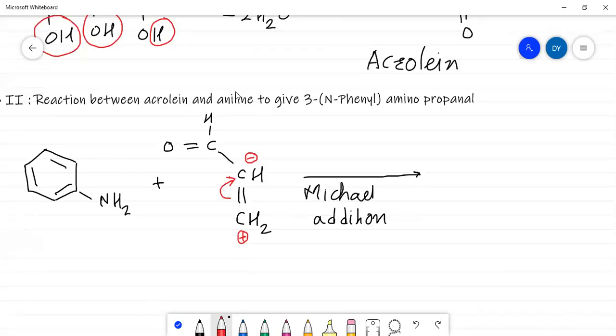Now which bond is going to break in aniline? The bond between nitrogen and hydrogen. This bond is going to break. So as I told you, this bond is going to break and this bond breaks towards nitrogen. Due to this, nitrogen becomes negatively charged and this hydrogen becomes positively charged. Okay, so the negatively charged nitrogen and the positively charged hydrogen... the positively charged hydrogen is attached with the negatively charged carbon.